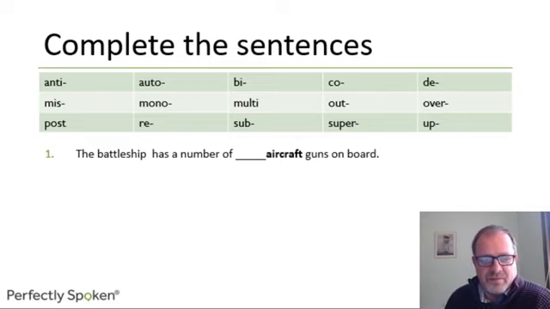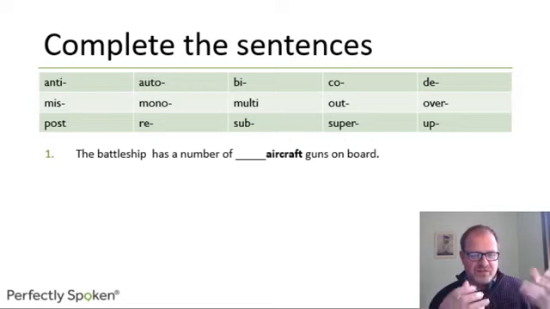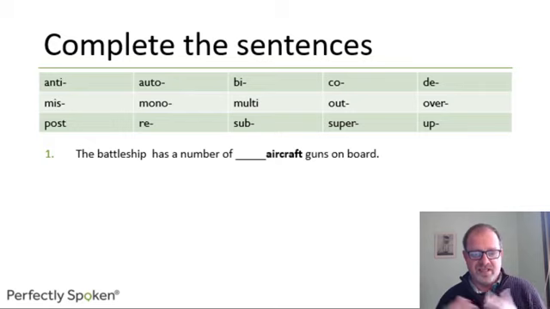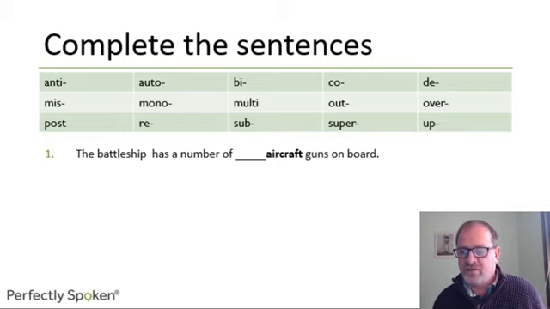So the battleship is one of these big ships they use for war with lots of guns on them. So they are to fight or to take down aircraft. So what kind of guns are they? They are anti-aircraft guns. Anti meaning against.